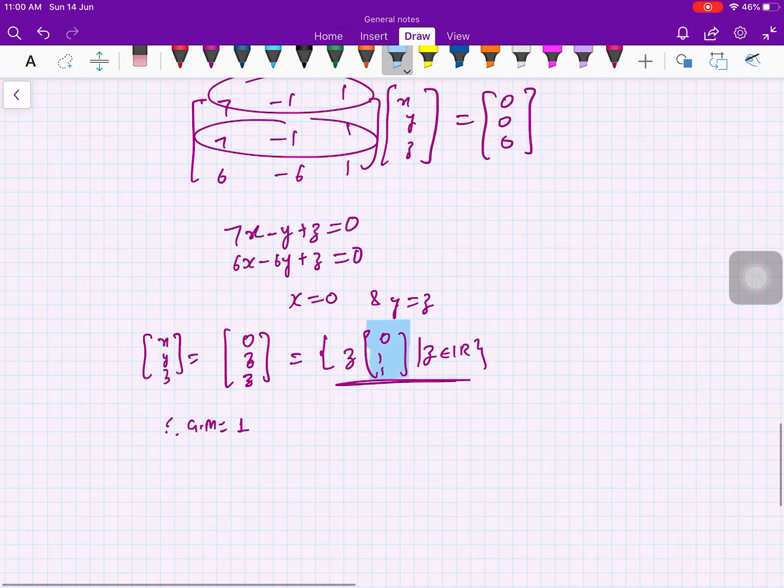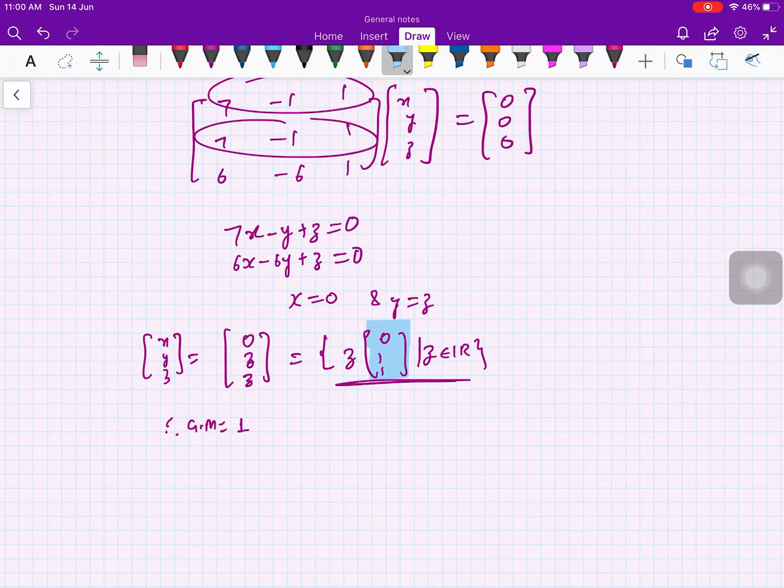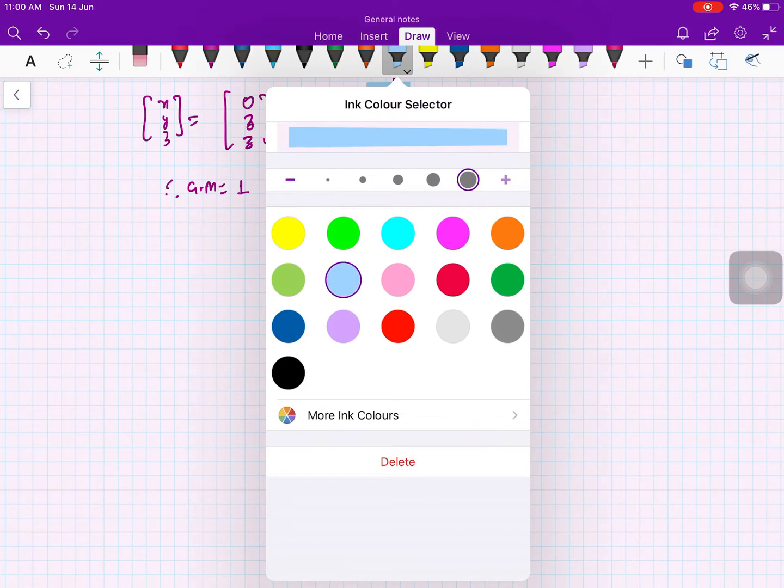Right? And these (1, 1, 0) and this (0, 1, 1) are the two linearly independent eigenvectors. Okay. Now let us look at one more example.